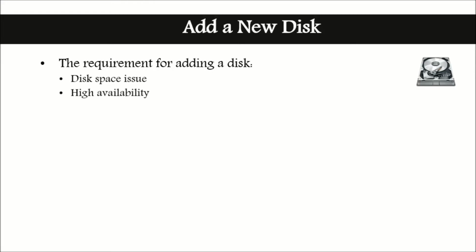Or high availability, meaning if you want to have two disks running together and you want to have them set up in a primary and backup kind of setup, like a RAID configuration, then you could add a second disk. If one disk fails, the second disk picks up.